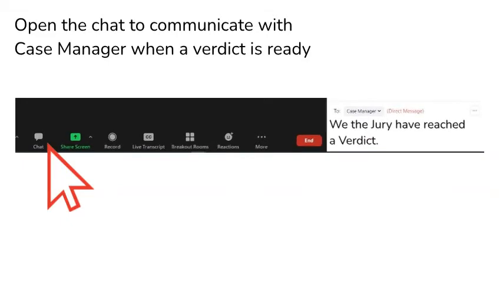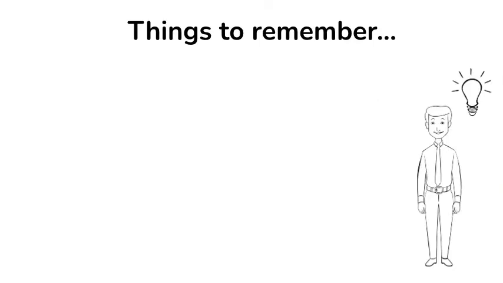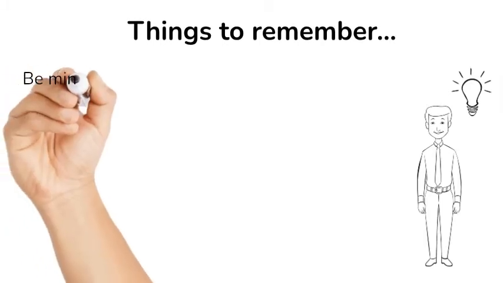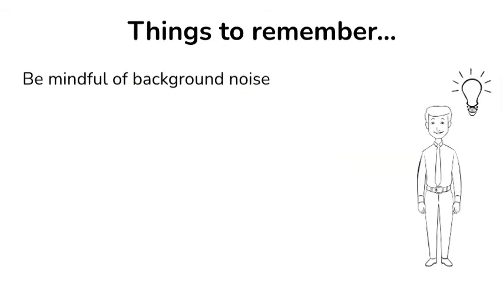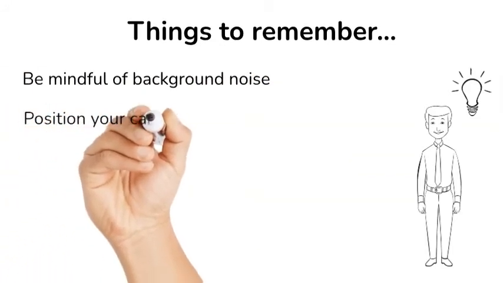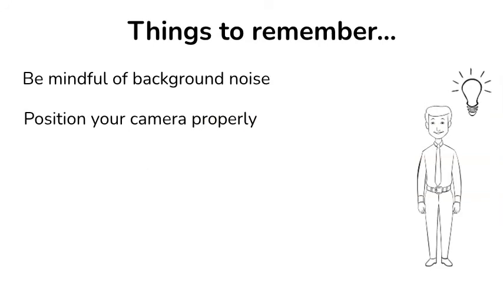A few more things to remember. Be mindful of background noise. Position your camera properly. Be sure it is in a stable position and focused at eye level if possible. Doing so helps create a more direct sense of engagement with other participants. If you are using a phone, hold it sideways in landscape mode, not up and down in portrait mode.